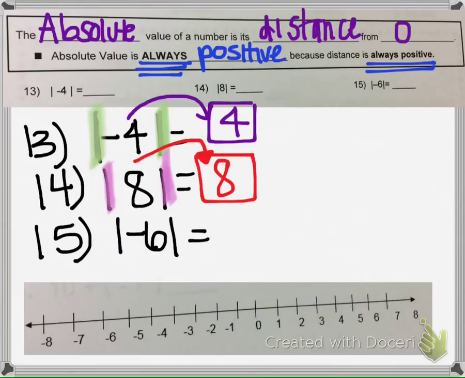Okay, let's look at one more here. This one is saying, how far is negative 6 from 0? What's the absolute value of negative 6? Okay, so here's negative 6, and it is 1, 2, 3, 4, 5, 6. It is 6 away from 0. Again, it makes the number come out positive.